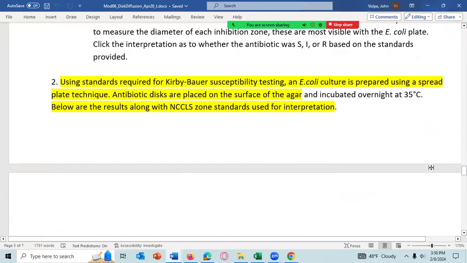All right, using the standards required for the Kirby-Bauer susceptibility testing, an E. coli culture is prepared using a spread plate technique. Antibiotic discs are placed on the surface of the agar and it's incubated overnight at 35 degrees. Below are the results of the zones of inhibition, as well as the NCCLS zone standards used for interpretation.